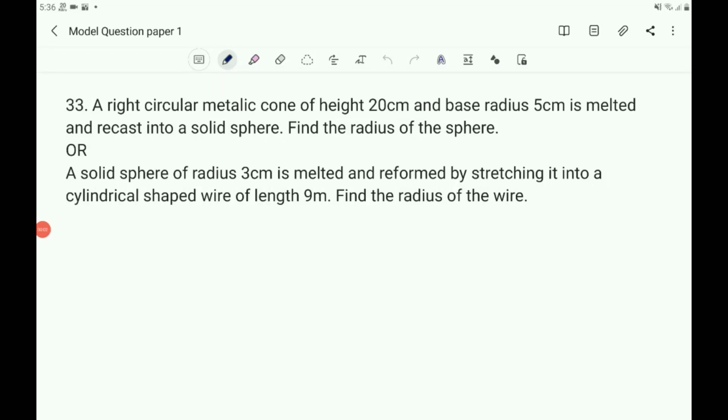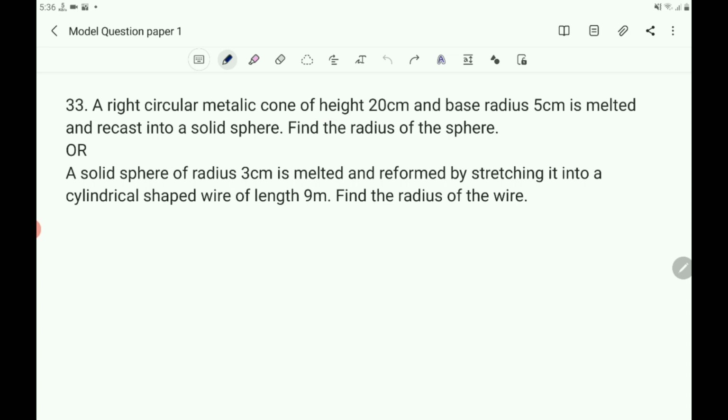Now let us take question number 33, that is the last 3 marks question. What is that question? A right circular metallic cone of height 20 centimeter and base radius 5 centimeter is melted and recast into a solid sphere. Find the radius of the sphere. And here a choice question is also there, the or question.